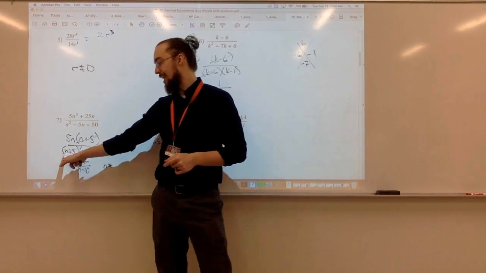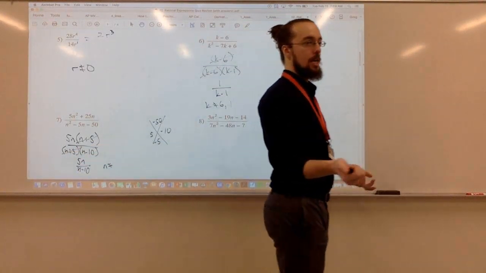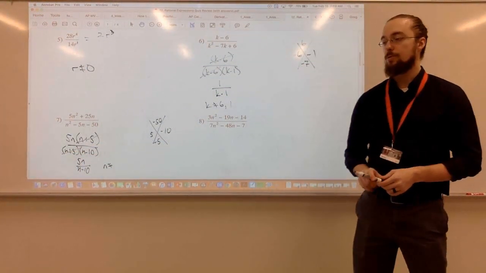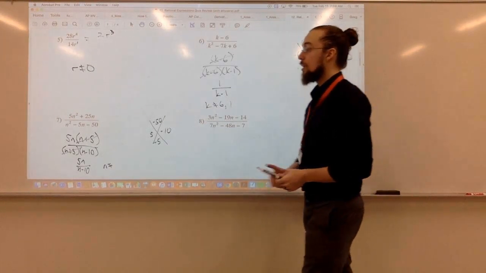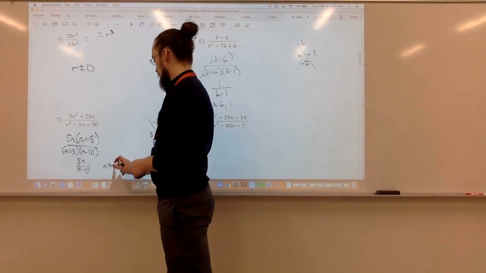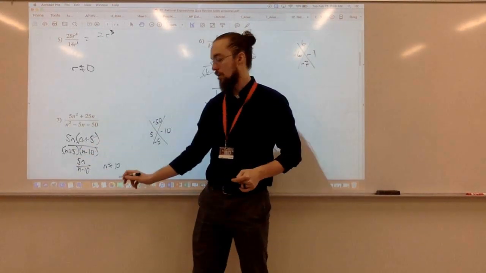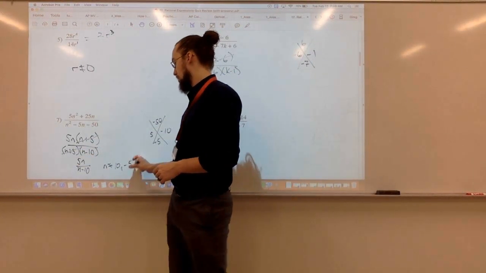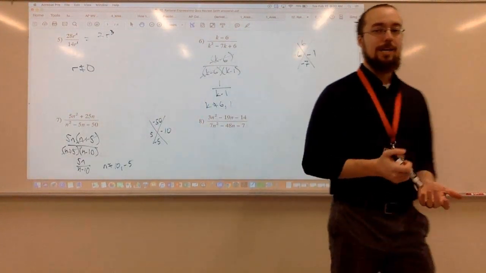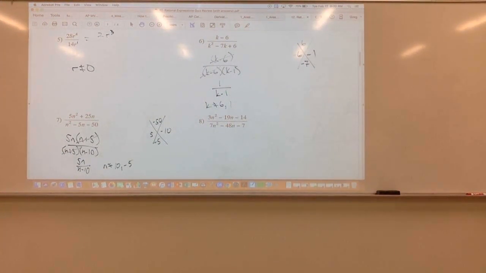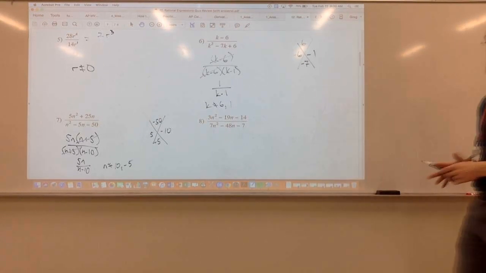So what value of n would make this first factor, n plus 5, equal to 0? Negative 5. And how about this one? Positive 10. So we have two restrictions. n can't be 10 or negative 5. Are you okay with that one?